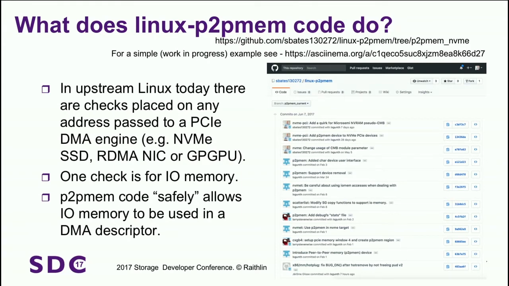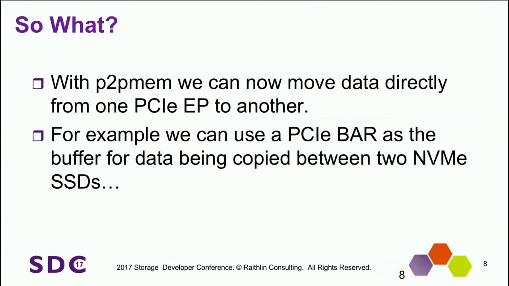I create a gen alloc out of it, and other people can now come to me and do gen alloc requests against the memory, and I can choose to give it to them, or I can say, nope, I'm not giving it to you because I gave it to them, or I don't like who you are, or you're not trusted. So the kernel is completely in control here. So p2pmem, basically, if we have a bar, we can do stuff with it.